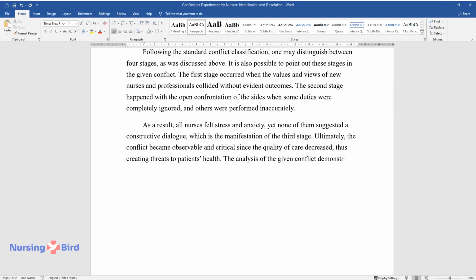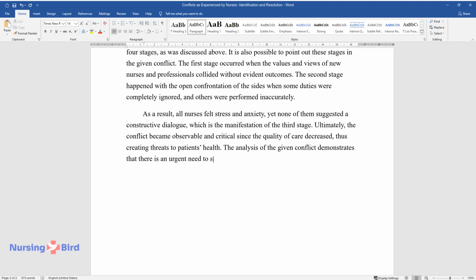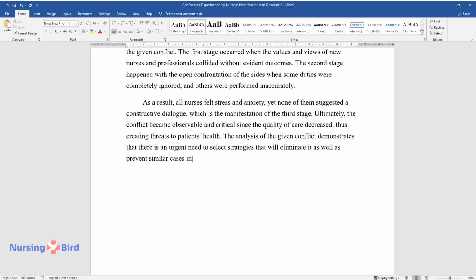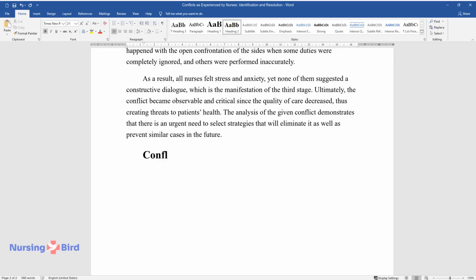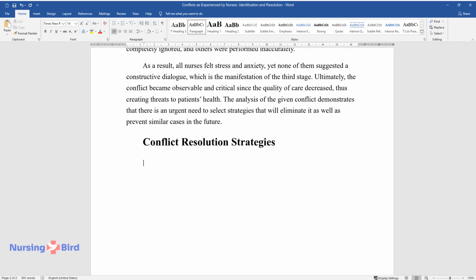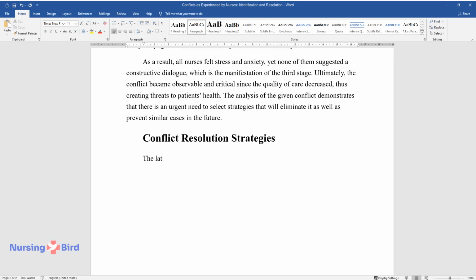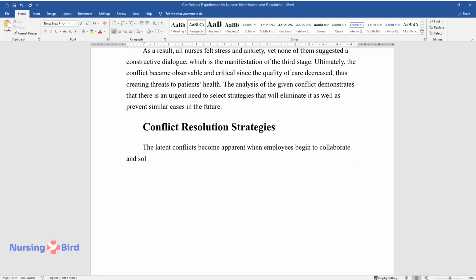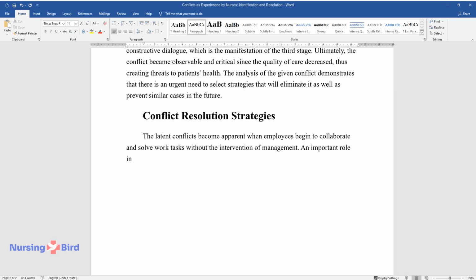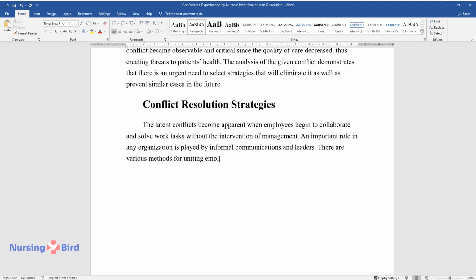The analysis of the given conflict demonstrates that there is an urgent need to select strategies that will eliminate it as well as prevent similar cases in the future. Conflict resolution strategies. The latent conflicts become apparent when employees begin to collaborate and solve work tasks without the intervention of management. An important role in any organization is played by informal communications and leaders. There are various methods for uniting employees and resolving internal conflicts.